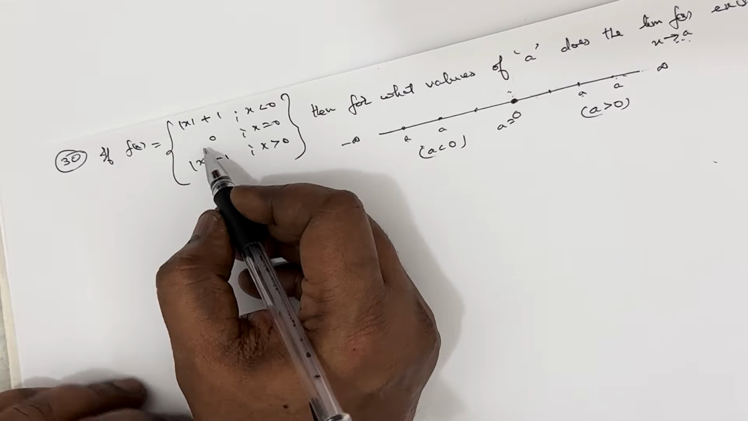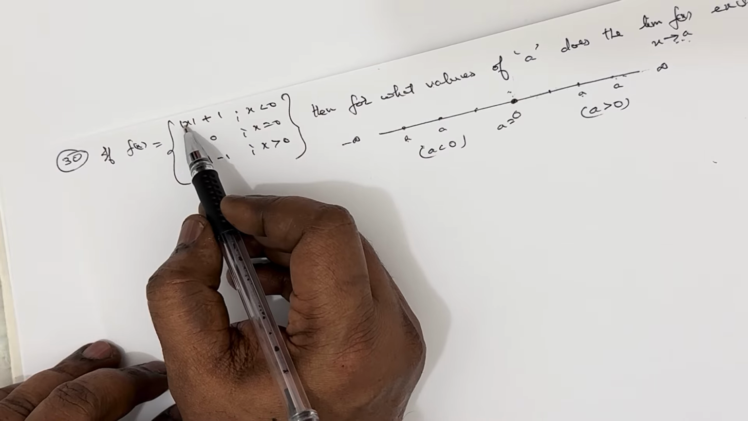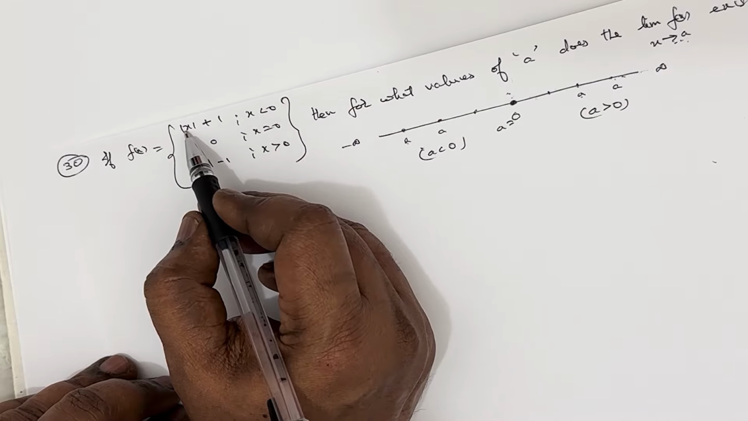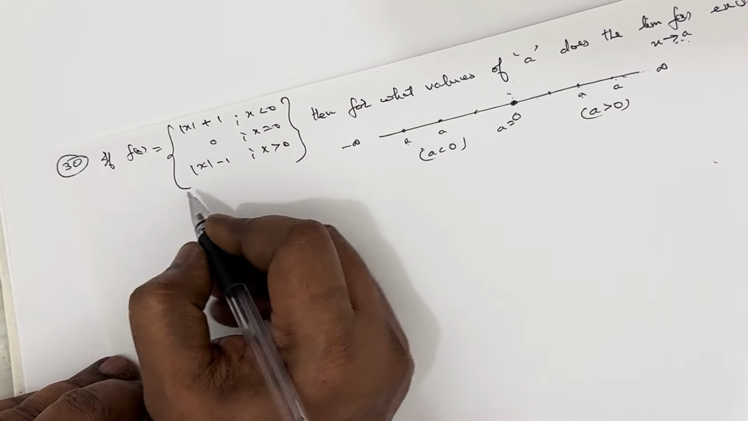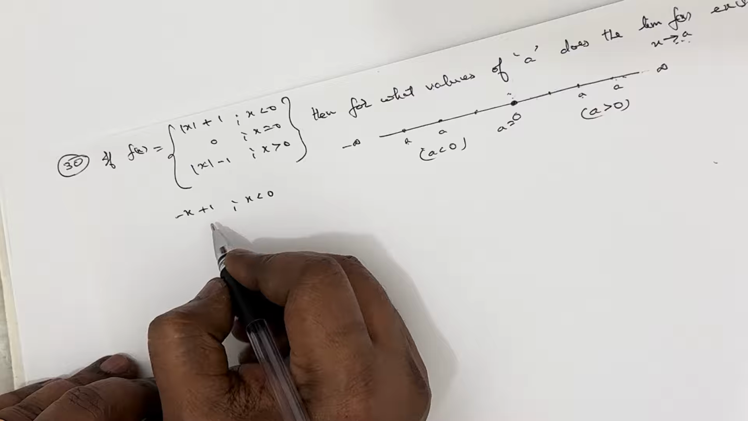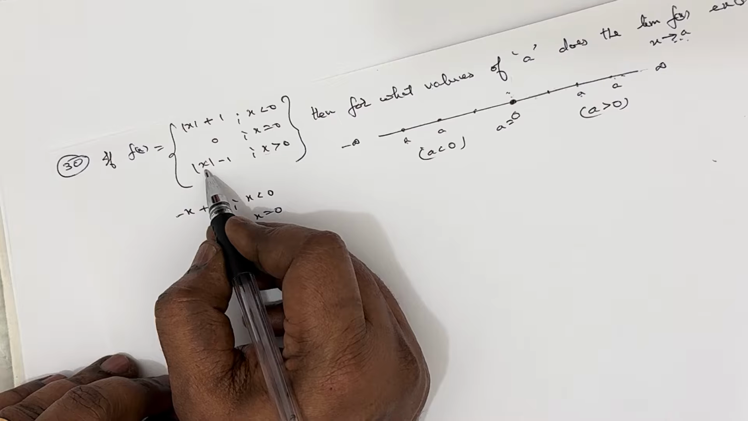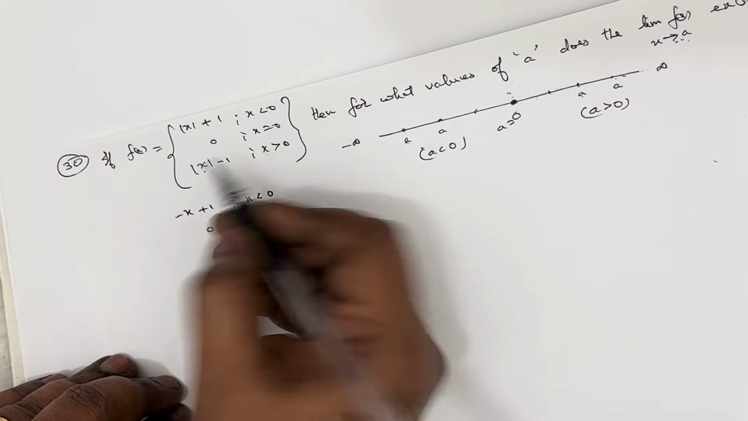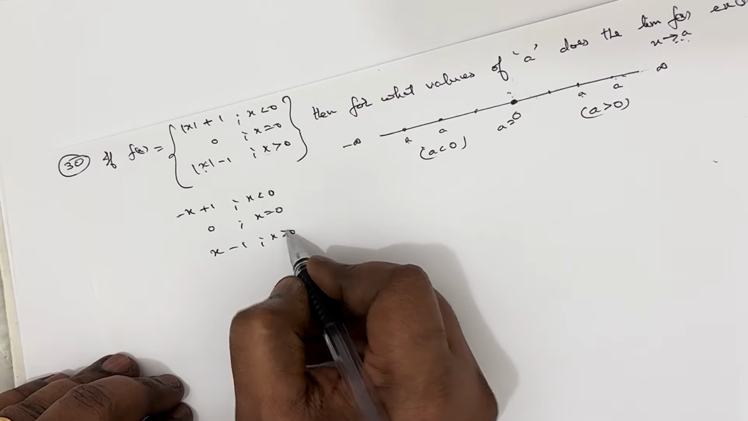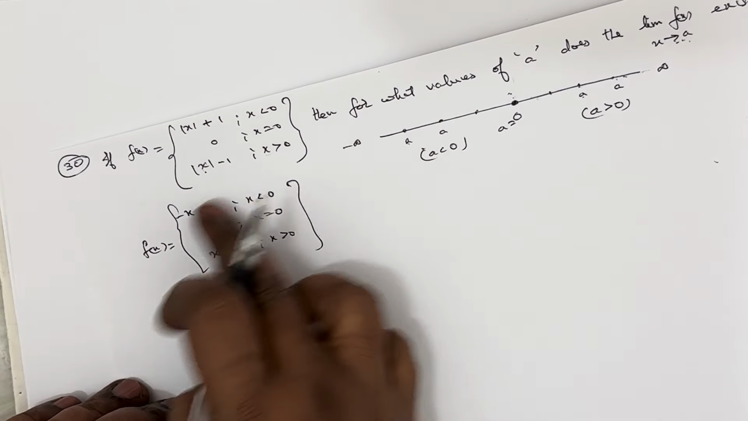Before that, let's change the function. Let's remove the mod and rewrite this, okay? We all know that when x is less than 0, mod x can be written as minus x. So we can write this as minus x plus 1 when x is less than 0, and 0 when x is equal to 0, and for x greater than 0, mod x will always be positive, so we can write mod x as x itself. So x minus 1 when x is greater than 0. And this is the function, okay? We have rewritten it in this form.